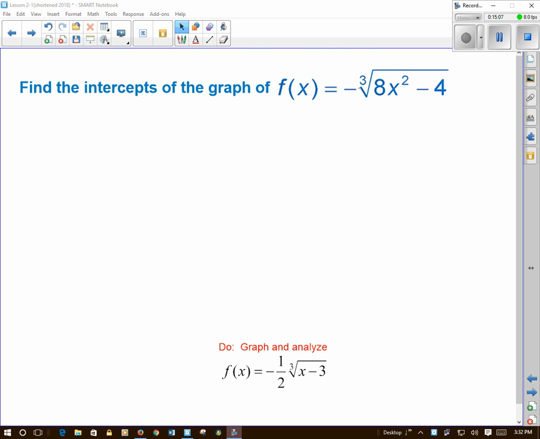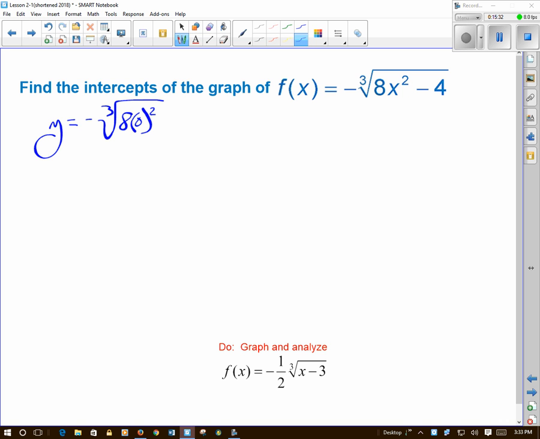On this last example of this type, we're looking for a little less information, just looking for what are the intercepts of this graph. And so we're going to practice what we saw in the last one, where we just plug some zeros in to find that. So for a y-intercept, we know that the x is 0. So we're going to have y equals negative cube root of 8 times 0 squared minus 4. And so that's going to give us the negative cube root of negative 4.